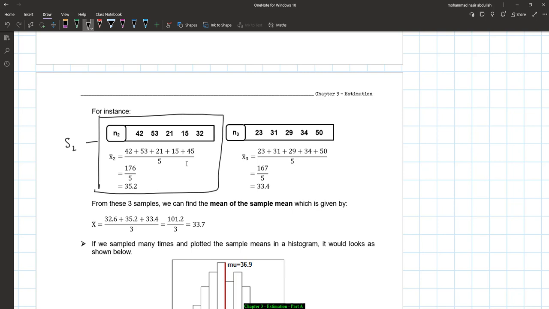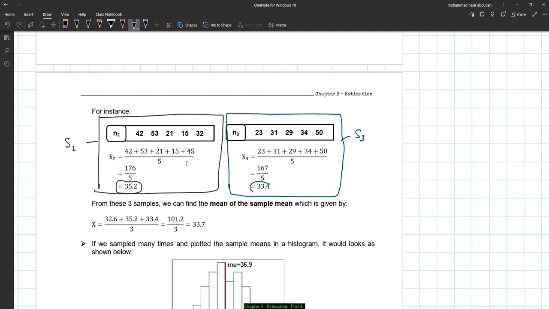42. How do they select 5 observations out of 30? Either they are using sampling techniques, probability sampling techniques or non-probability sampling techniques. We already learned that in chapter number 1. Remember? So, let's say they calculate the sample mean, they got 35.2. Let's say we take another sample. This is S3, sample number 3 from the same population.